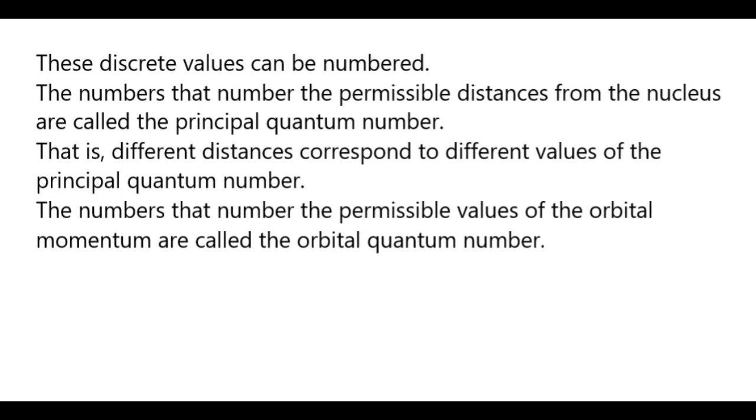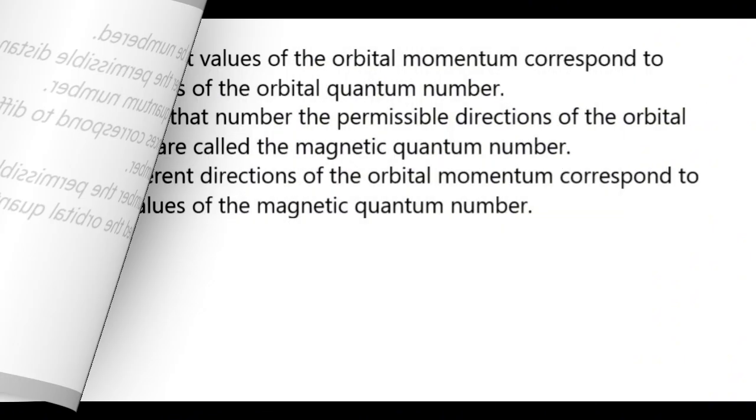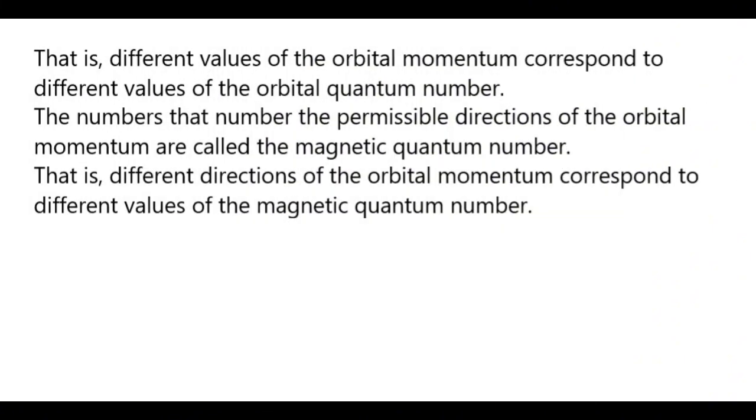The numbers that number the permissible values of the orbital momentum are called the orbital quantum number. That is, different values of the orbital momentum correspond to different values of the orbital quantum number. The numbers that number the permissible directions of the orbital momentum are called the magnetic quantum number. That is, different directions of the orbital momentum correspond to different values of the magnetic quantum number.